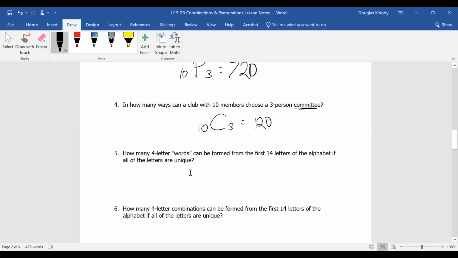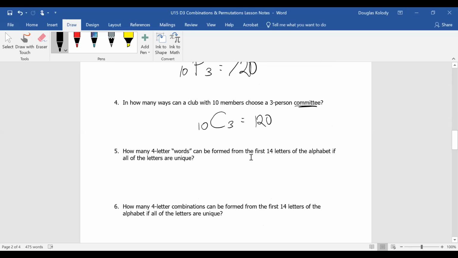How many 4-letter words can be formed from the first 14 letters of the alphabet if all of the letters are unique? So because they're unique, that means the order is important. So would that be 14P4 or 14C4? That's going to be 14P4. And that's a lot, 24,024.